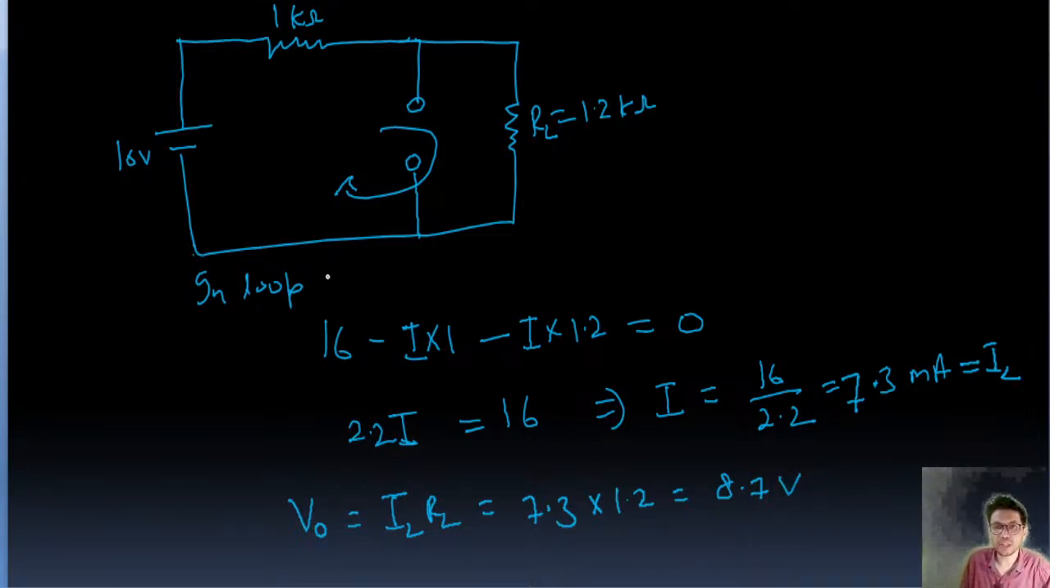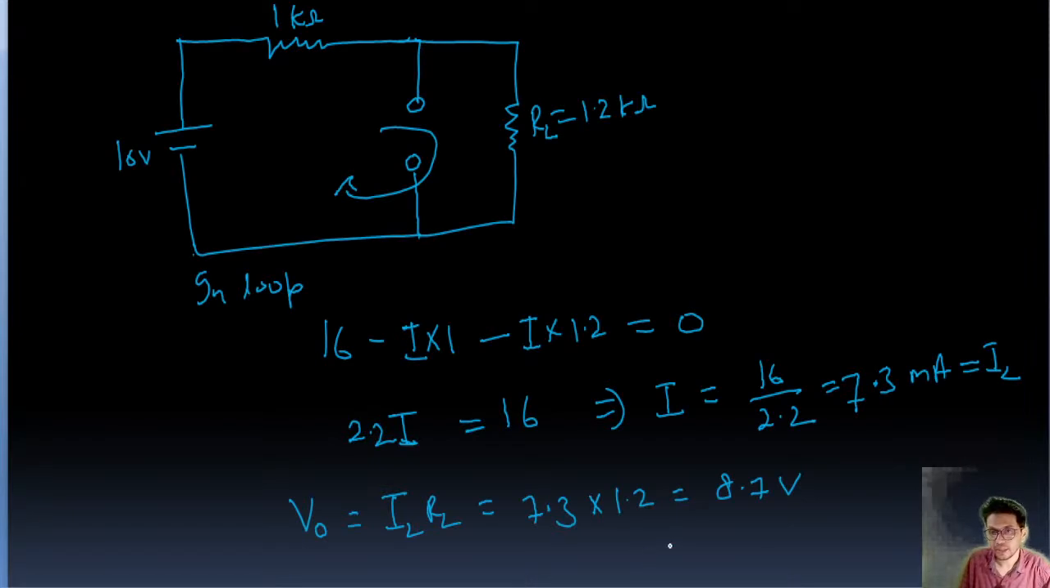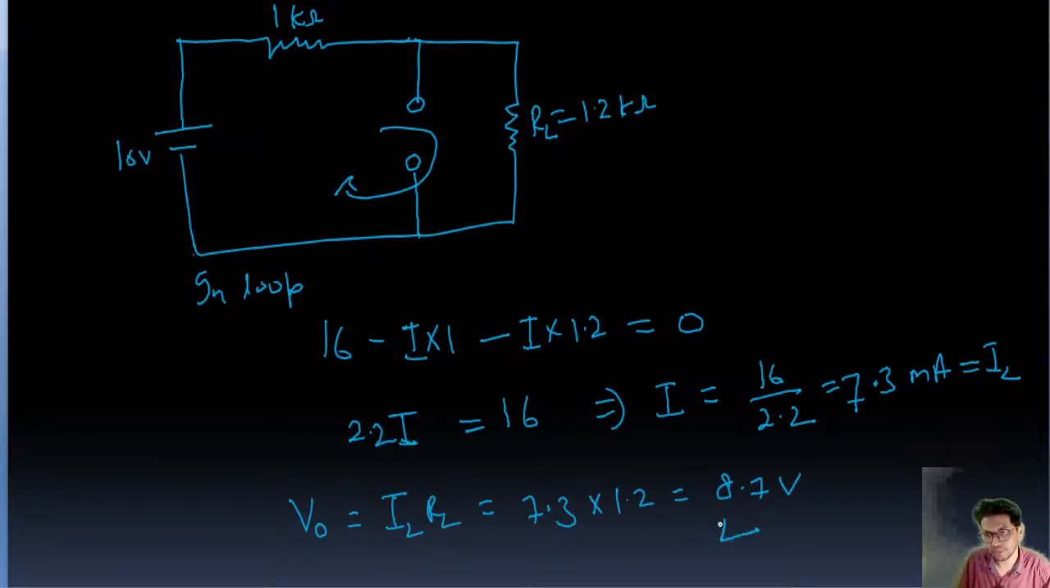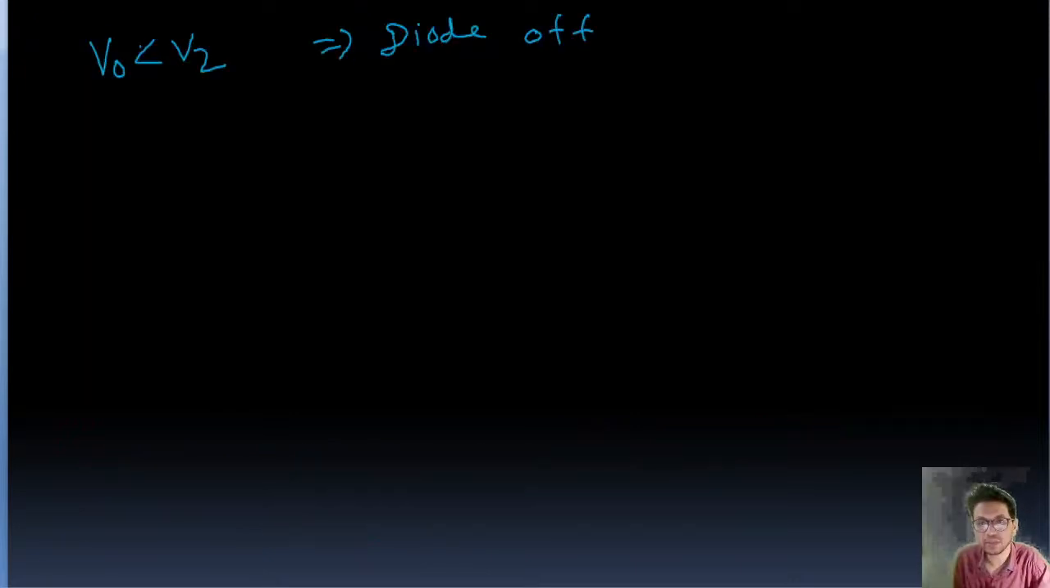V naught is 8.7 volt, and in actual this Zener voltage is 10. So we can see here V naught is less than Vz, because it is 8.7, less than Vz. It means diode is off. Okay, and so we have got the value of V naught, right? 8.7 volt. So we have to find V naught, right? 8.7 volt, option C is the correct option. I hope guys you have understood it. Okay. Next question.